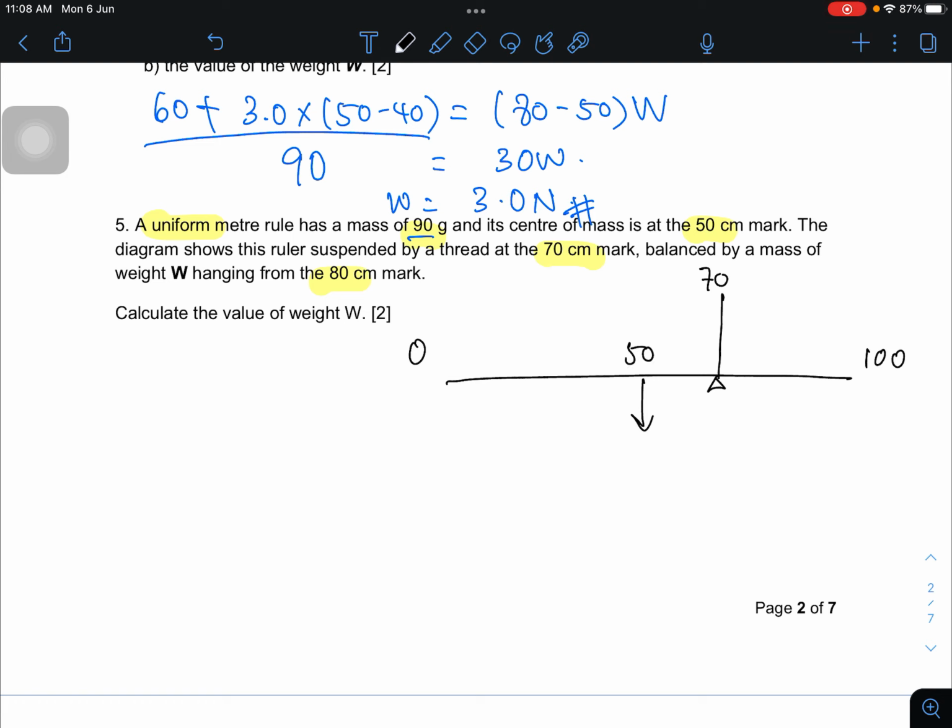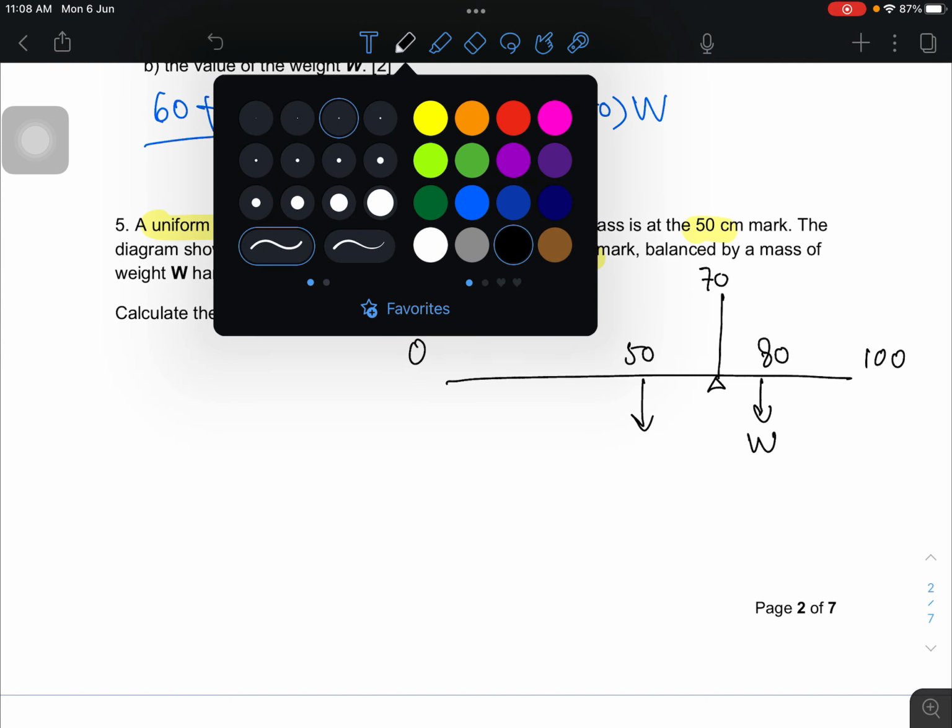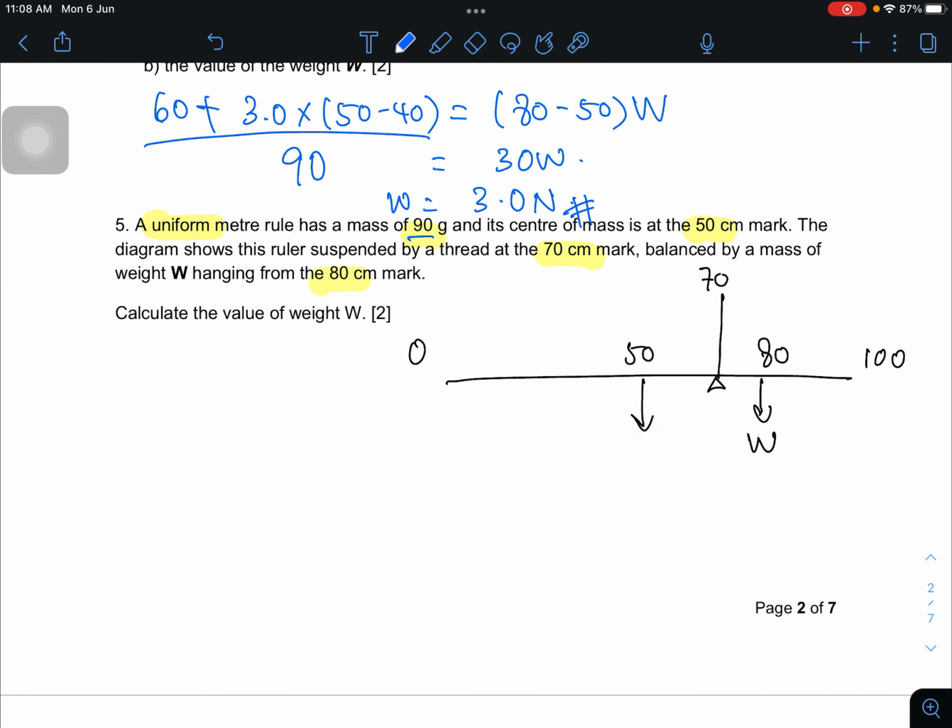But the question did not give me the weight. It gave me the mass, so we need to do the conversion. Balanced by a mass of weight W at the 80 cm mark. Down here is W, at the 80 cm mark. Now we have all the figures. Let's do a quick one. Shall we find the weight of the ruler? 90 gram, W equals mg. Be very careful. Convert the mass to kg first, then times 10. So it's 0.90 Newton.